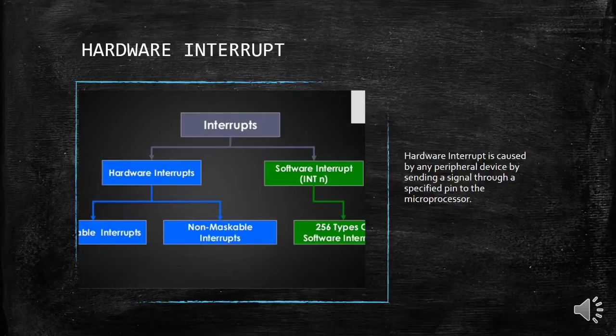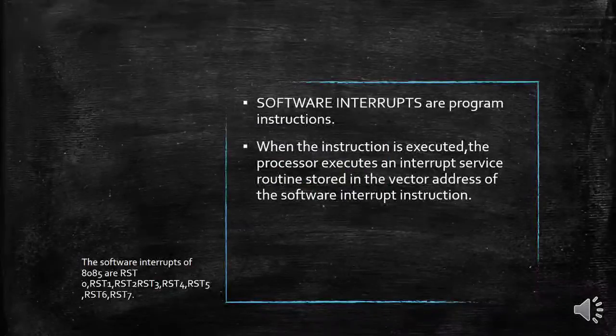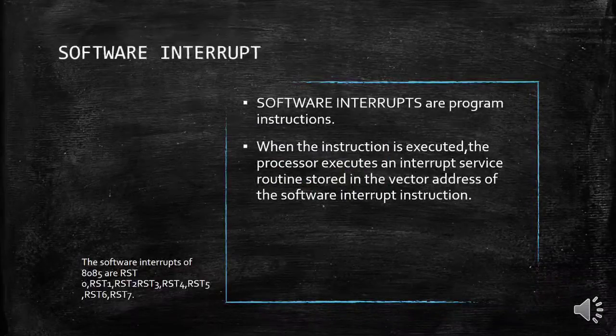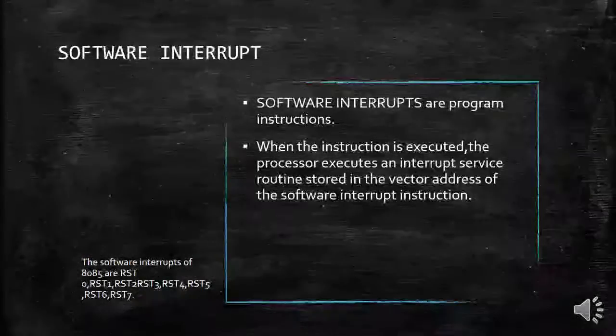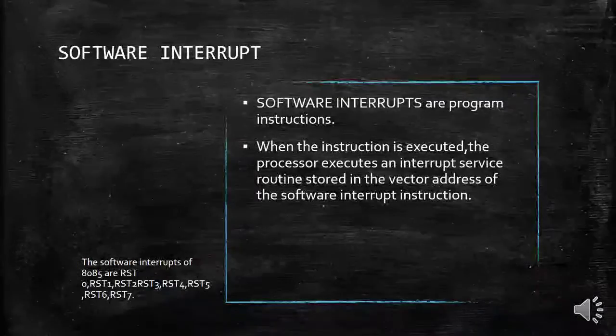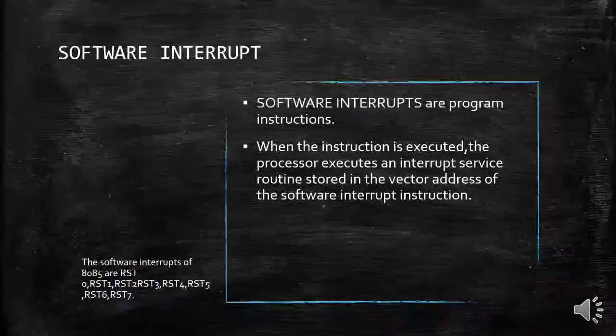The following image shows the types of interrupts that we have in the 8086 microprocessor. In interrupts, there are hardware interrupts and software interrupts. In hardware interrupts, we have maskable interrupts and non-maskable interrupts. Then, what is a hardware interrupt? A hardware interrupt is called by a peripheral device by sending a signal through a specified pin to the microprocessor.